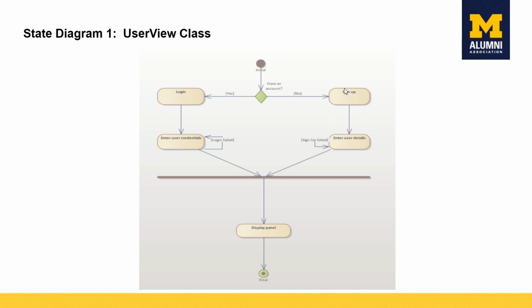For the sign up, it's going to be the same. They will be asked to enter the user details that they want to create an account with. If it fails, they will be asked again and told that it didn't work. And if that works successfully, it's going to go to this join. And this join will display a panel or the main menu, and that's going to be the end of the state.